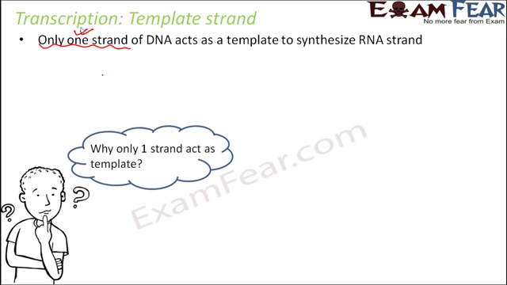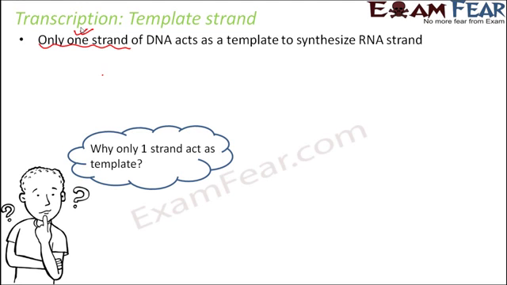Now you might ask, why only one strand acts as template? Why not both the strands? The answer is very simple. Firstly, RNA is a single stranded structure, so RNA has only one strand. When you want to synthesize one strand, can you have two templates and then produce one strand out of that? That is not possible, right? So in order to synthesize a single strand, you need one single strand as the template. Therefore one strand of DNA acts as the template.